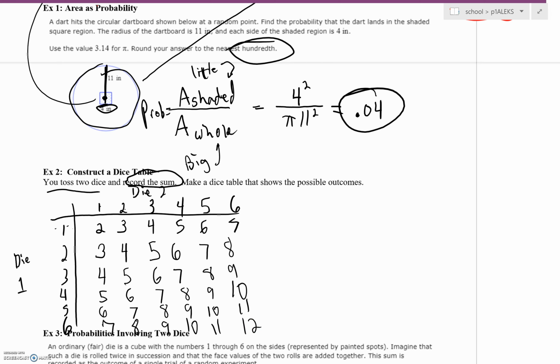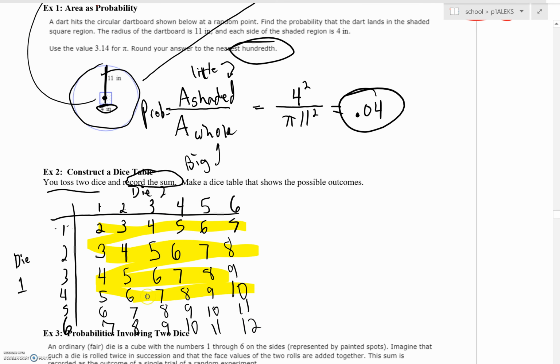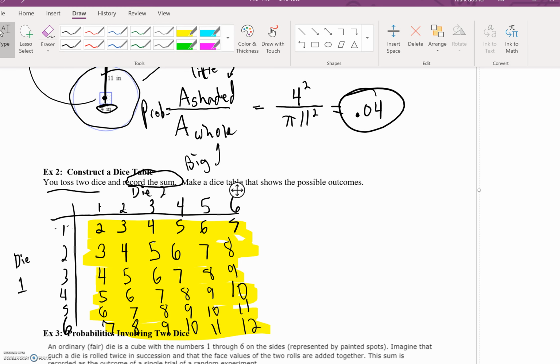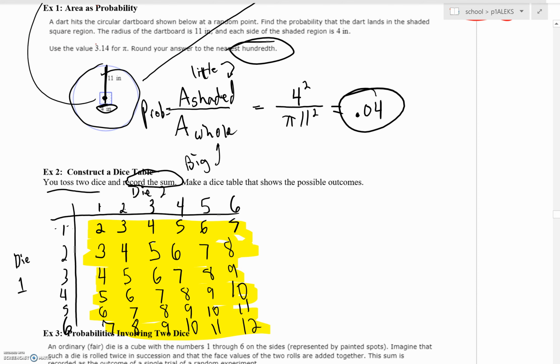What I've done is I've drawn out the sample space. In yellow are all the possible sums. These are the only numbers you can add up to. You can see we have a 6 by 6 table. 6 times 6 is 36. So there are 36 possibilities.